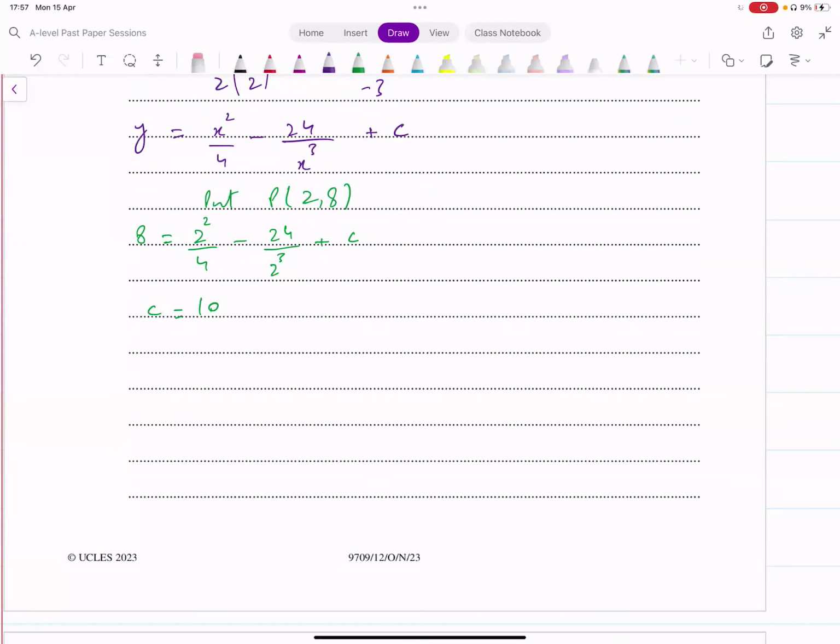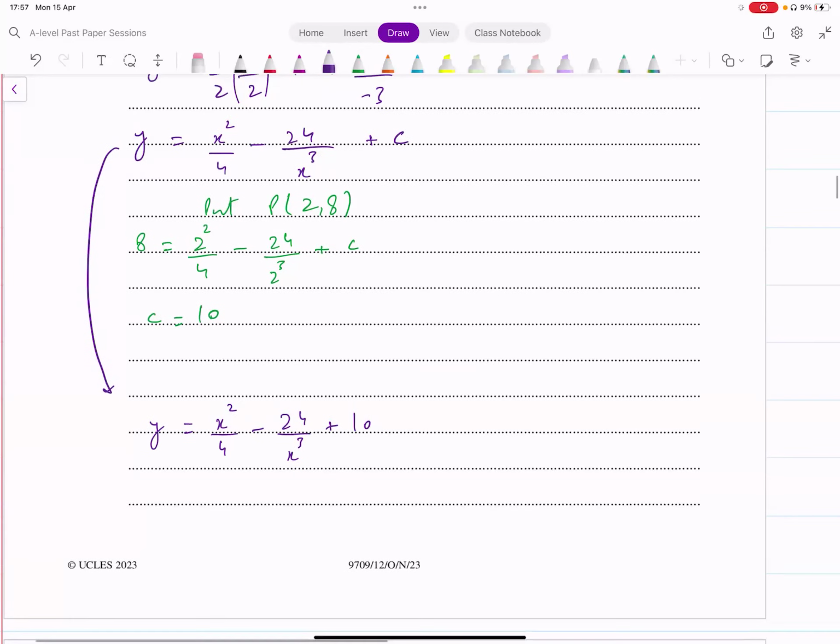Okay, so what's the equation of the curve then? Now you can write down the equation of the curve. You would say y equals x squared over 4 minus 24 over x cubed plus 10. That's the final equation that we have. Any questions on this? Any questions, anyone? No? Make sense? All right, let's move on.